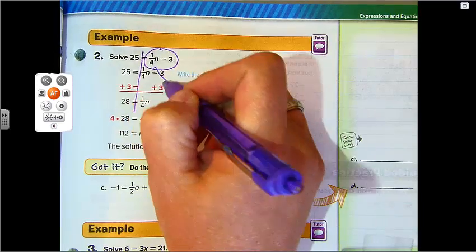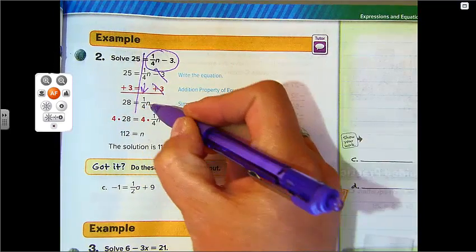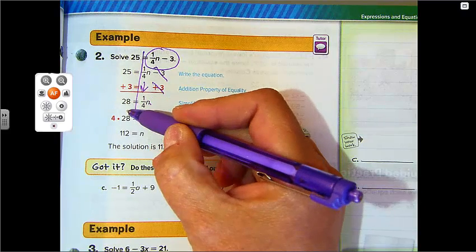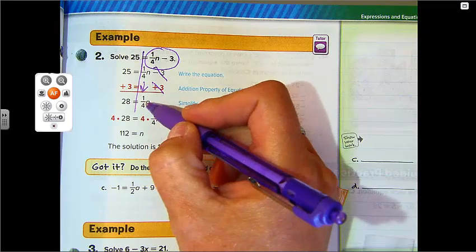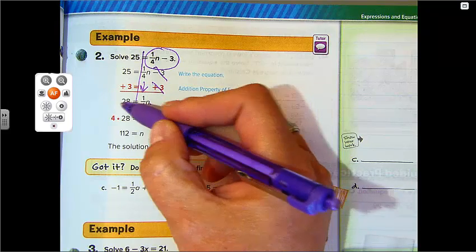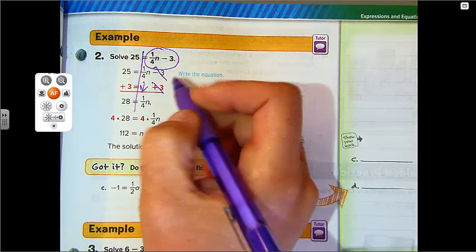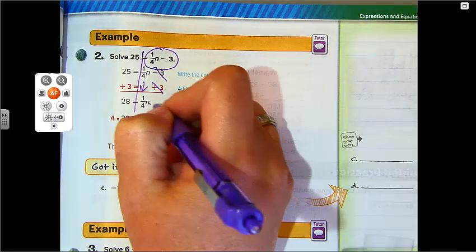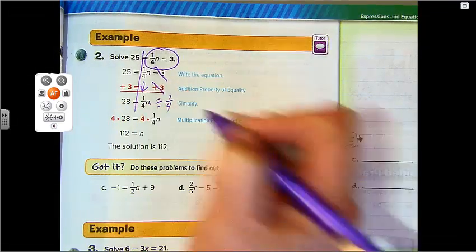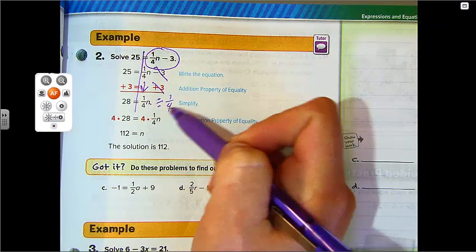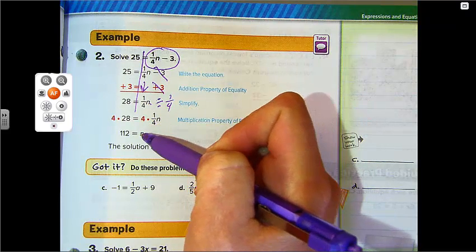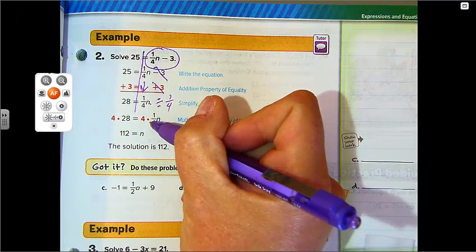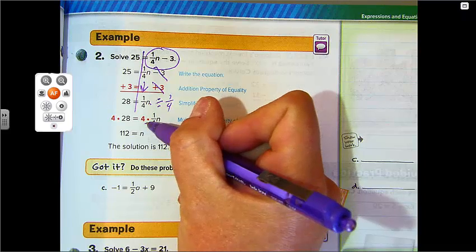That gets rid of my 3's, and I'm left with a 1/4 n on this side. 25 plus 3, excuse me, is a 28. So now I have 1/4 times n equals 28. Because I'm multiplying 1/4 and n, that means I'm going to divide by 1/4 on both sides. And hopefully you remember Mr. Neugebauer talking about how whenever I divide by a fraction, I'm really multiplying by the inverse. So rather than dividing by 1/4, I'm actually multiplying by 4 over 1, and 4 over 1 is 4.